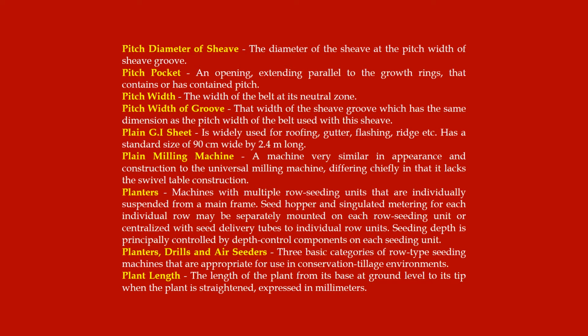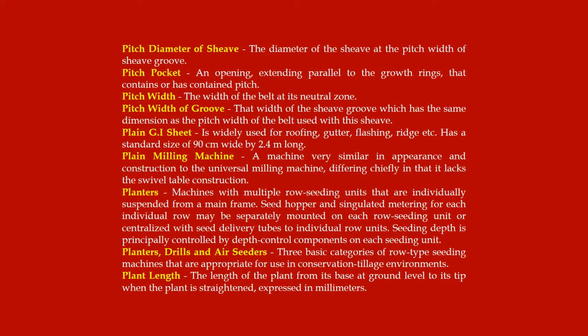Plain milling machine: a machine very similar in appearance and construction to the universal milling machine, differing chiefly in that it lacks the swivel table construction. Planters: machines with multiple row seeding units that are individually suspended from a main frame. Seed hopper and singulated metering for each individual row may be separately mounted on each row seeding unit or centralized with seed delivery tubes to individual row units. Seeding depth is principally controlled by depth control components on each seeding unit. Planters, drills and air seeders.